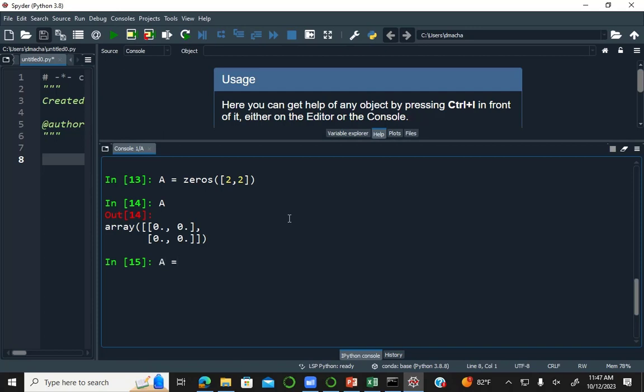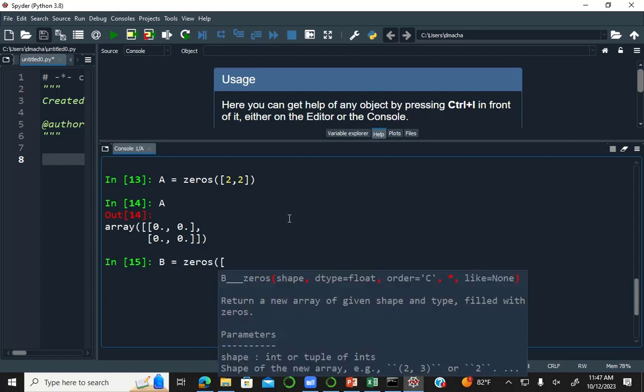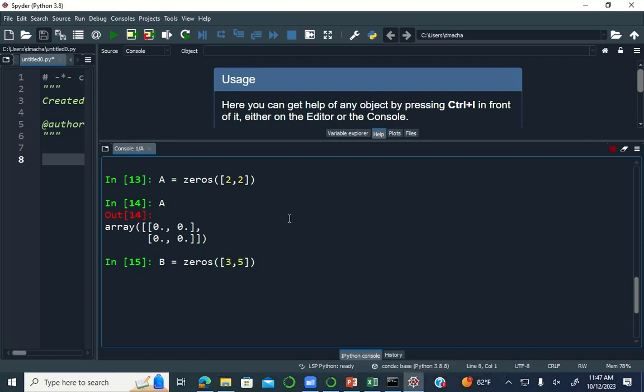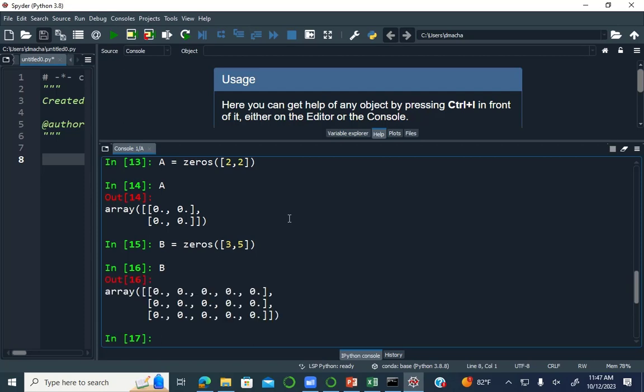So I could make the B matrix just a matrix full of zeros with 3 rows and 5 columns. Right? We always do row, comma, columns. And so now it looks like that. 3 rows, 5 columns, and it's all zeros. Okay.